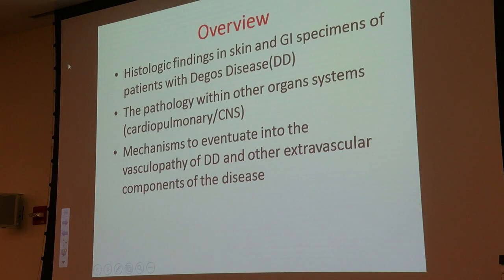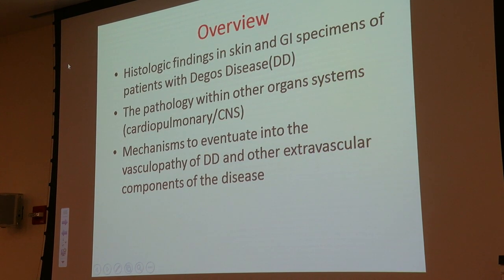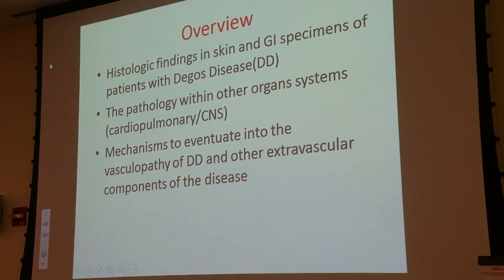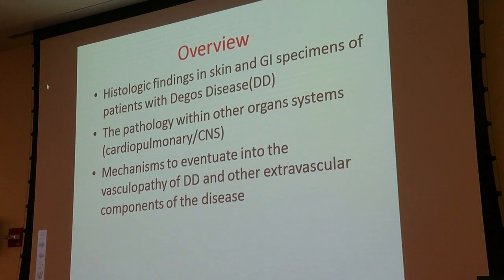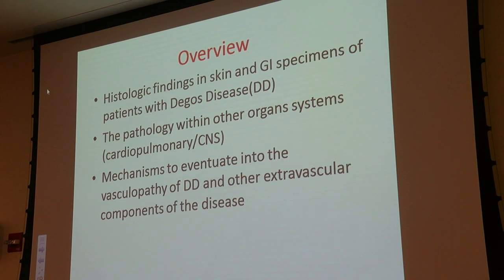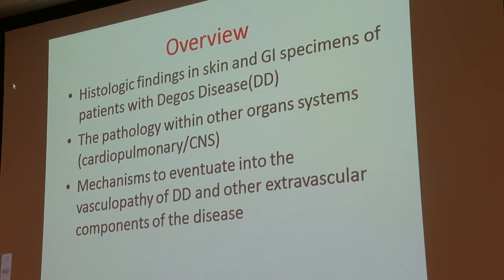All right, so in the course of this talk, I'm going to review with you the histologic findings in the skin and gastrointestinal specimens in patients with Degos disease, and also consider the pathology in other organ systems, and then briefly consider some of the pathogenic mechanisms that I have thought about over the years.